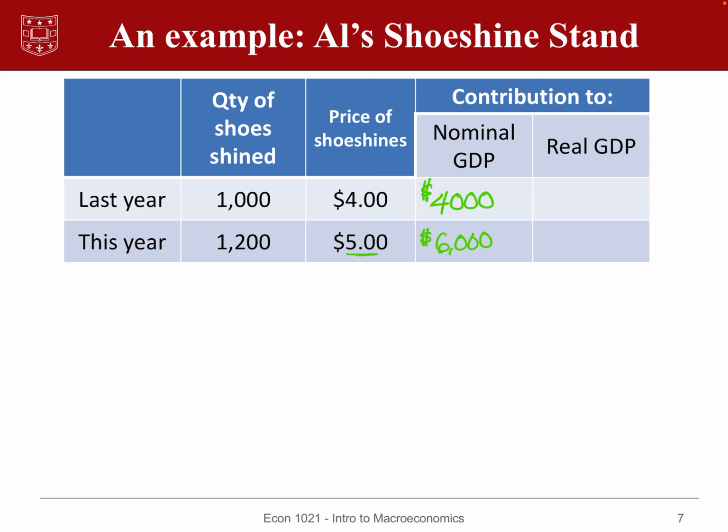So what I want to do is notice a couple of things. We can see that Al is 20% more productive when we're looking at shoes shined. 20% more productive from last year to this year in terms of shoes shined. So indeed, we can practice our calculation of growth rates by looking at the growth rate of shoes shined.